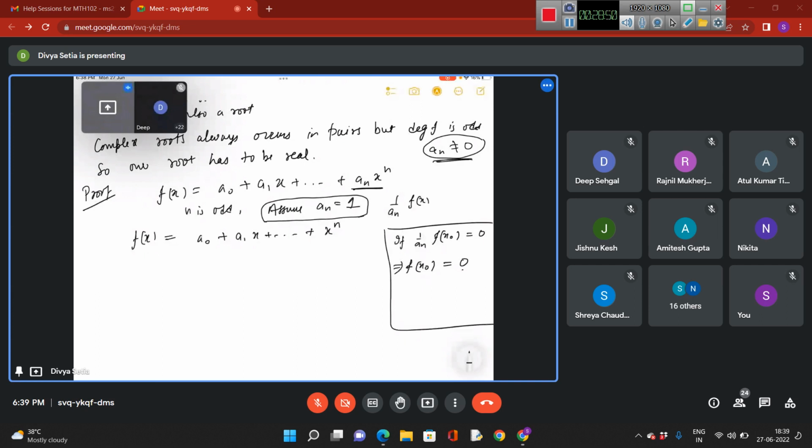Fine. Now this polynomial where the last coefficient is 1, these are known as monic polynomials. Later on you'll study such type of polynomials.